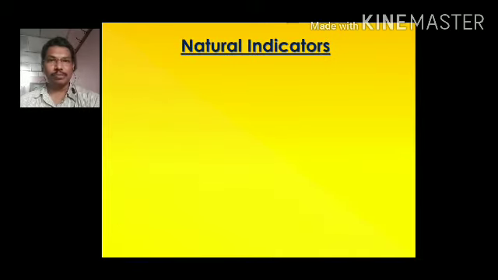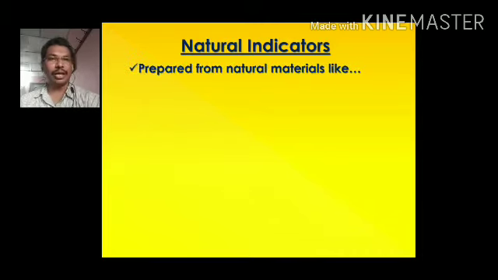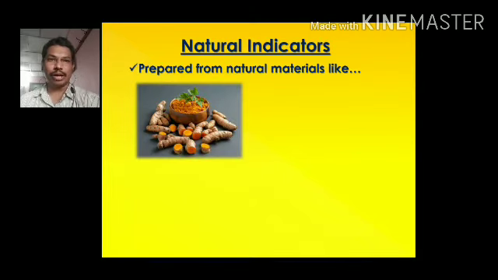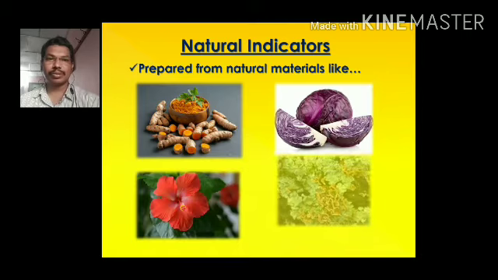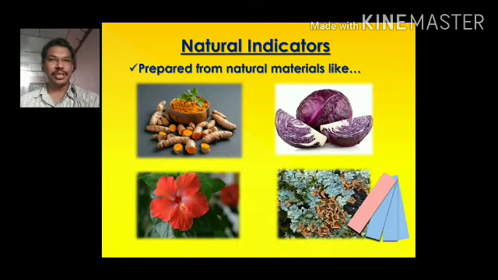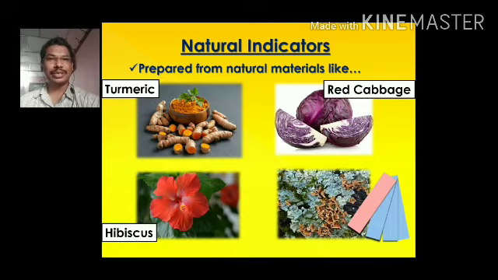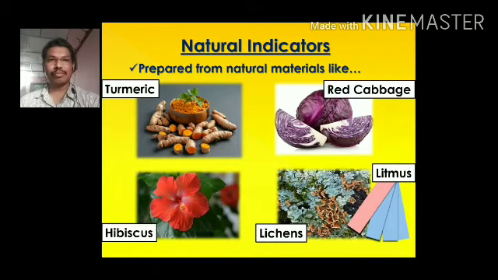Now let us check one by one. Natural indicators are derived from natural materials. They are prepared from natural materials like turmeric, red cabbage, hibiscus and lichens, from which litmus papers are prepared. So they are already prepared. In the 7th class itself, we have an activity preparing a natural indicator from hibiscus petals.